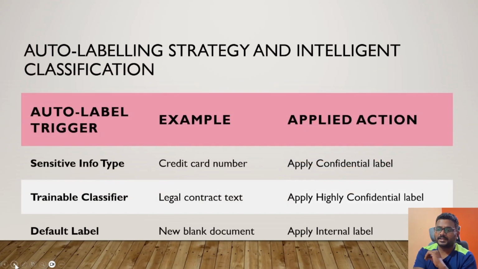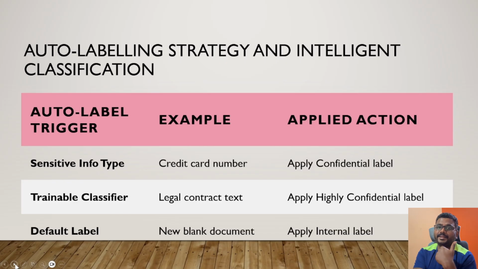So this is what I was telling about the auto labeling concept. You have various ways you can auto label your document or content. One is based on the sensitive info type, where there are some predefined sensitive information types which we can choose, like credit card numbers, policy numbers, passport numbers, for instance, or HIPAA, like medical reference numbers. So these sensitive info types you can use.